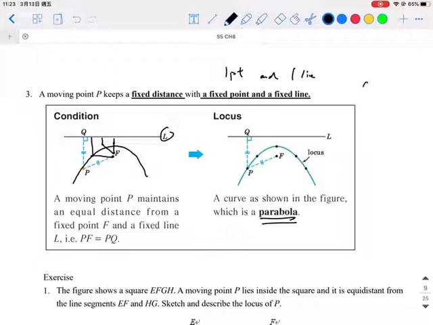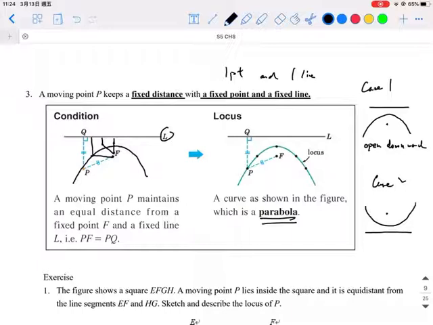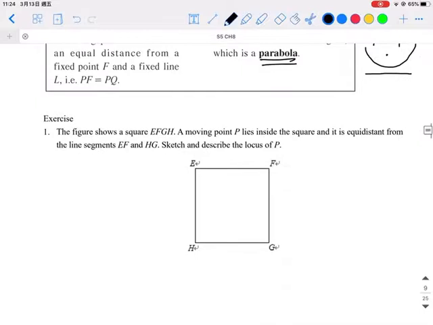And we have two cases. In case one, if the straight line is above the fixed point, then the parabola opens downward. In case two, if the line is below the point F, then the parabola opens upward. So these are the two cases you need to figure out to draw a parabola. Now we go to exercise 1.